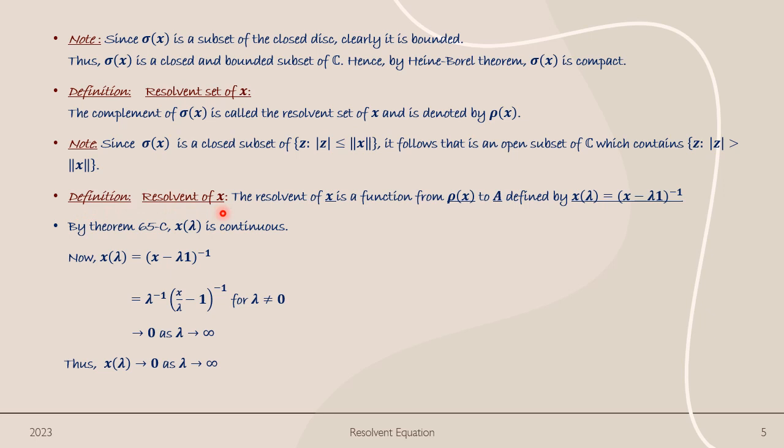Next we see the definition of the resolvent of x. The resolvent of x is a function from rho of x, the resolvent set of x, to the Banach algebra A, defined by x of lambda equal to x minus lambda 1 power minus 1. Here lambda belongs to rho of x, whereas the right hand side is a vector belonging to A. So the function takes an element of rho of x to an element of the Banach algebra. We have already shown in theorem 65C that x of lambda is continuous.